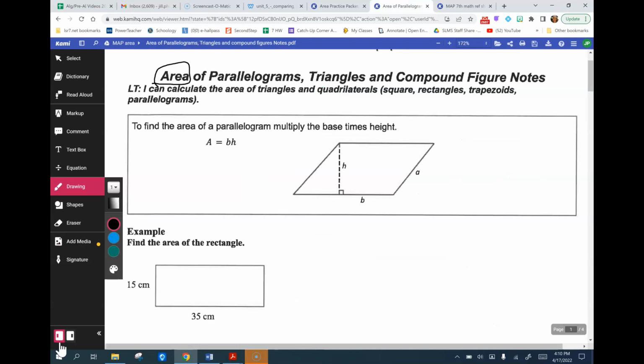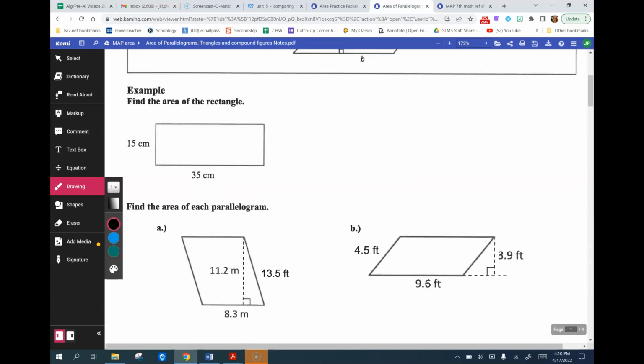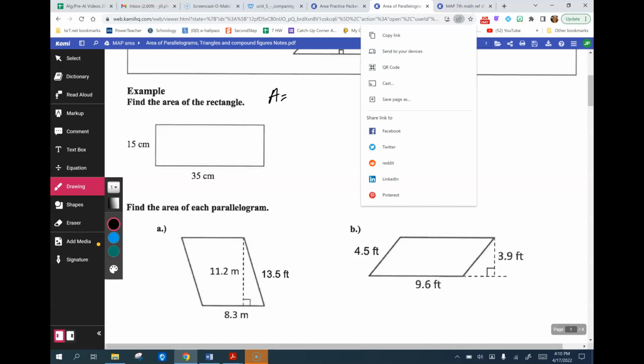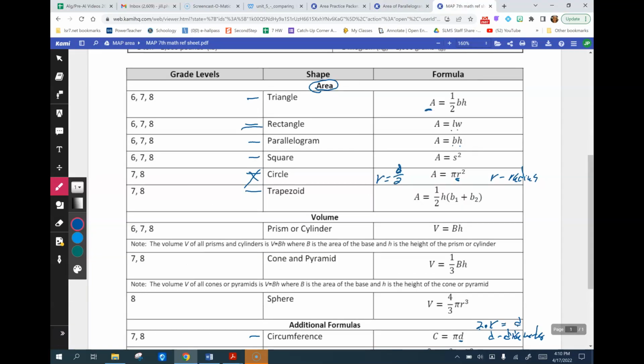Now today we're going to talk about the area of the parallelogram, the triangle, and the compound figure. But what I want to actually start with is the area of a rectangle. The way that we write the area of the rectangle, and you'll see that right here: area of a rectangle is length times width. Area of a rectangle is also base times height. You can do it either way, and you can think of it either way.